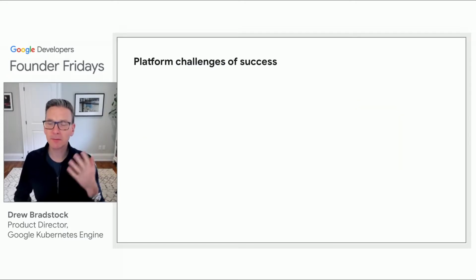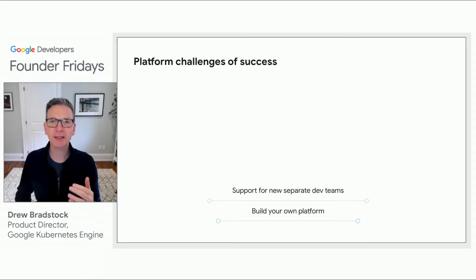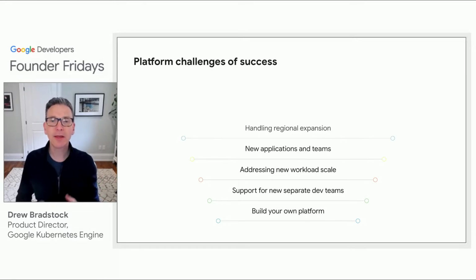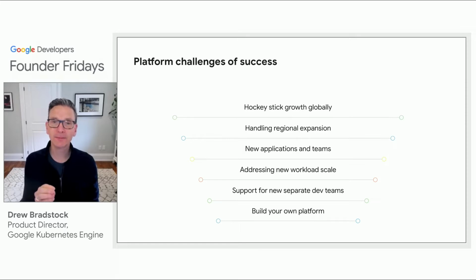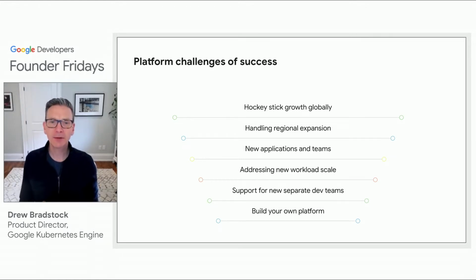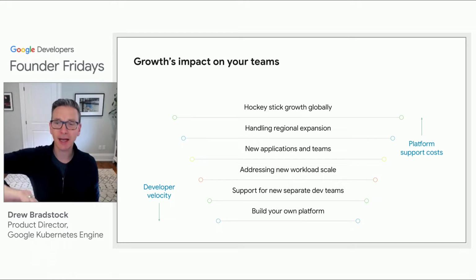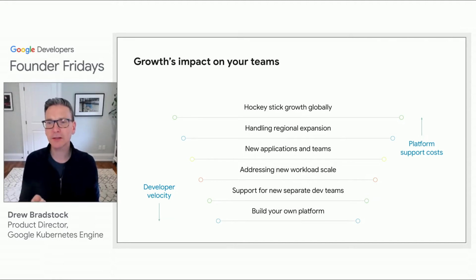Traditionally, when startups, and many of you are leaders and founders of startups, you think of building out a platform. You start with something raw and new. You start adding support for new dev teams. And then you start adding the ability to handle workload scale and more applications and more teams, and then regional expansion. And then hopefully, and this is an obligatory Canadian reference, which I am, you've gotten that hockey stick growth and gone completely global. Now, the challenge though, is that as you really scale up and up and up your platform, your developer and team velocity goes down, and support and platform costs go up and up and up.